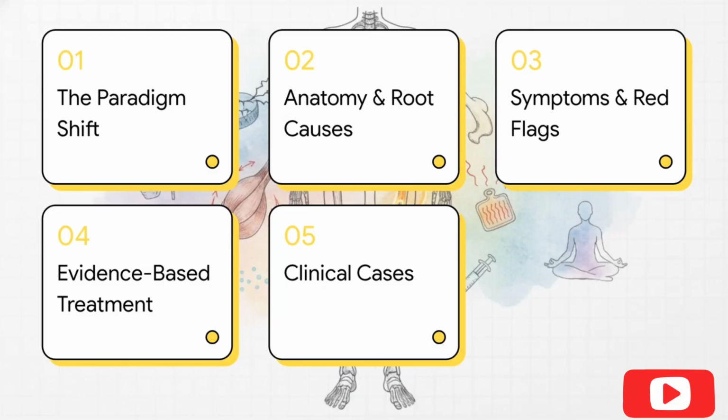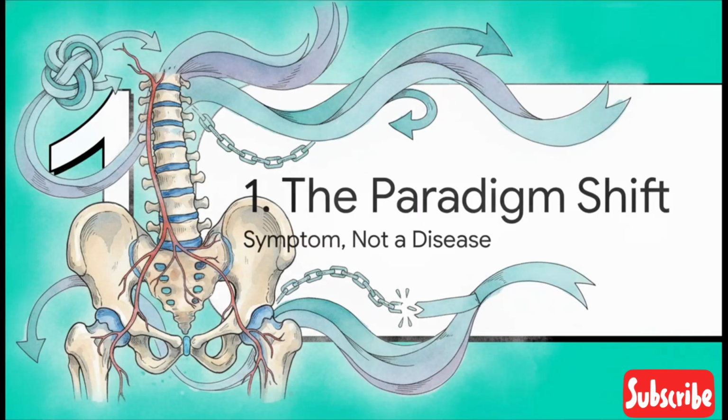Okay, let's dive right into this. Here is our roadmap for today. First, we've got 1. The paradigm shift. Then 2. Anatomy and root causes. 3. Symptoms and red flags. 4. Evidence-based treatment. And finally, we'll wrap up with 5. Clinical cases and prognosis. All right, Section 1, the paradigm shift.